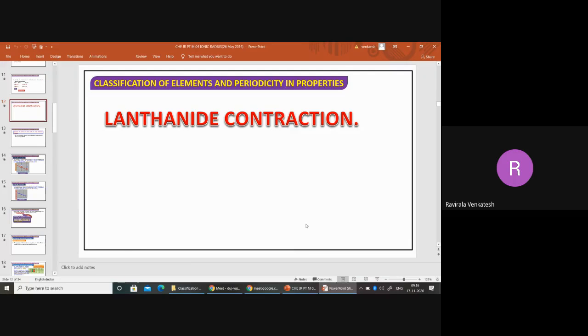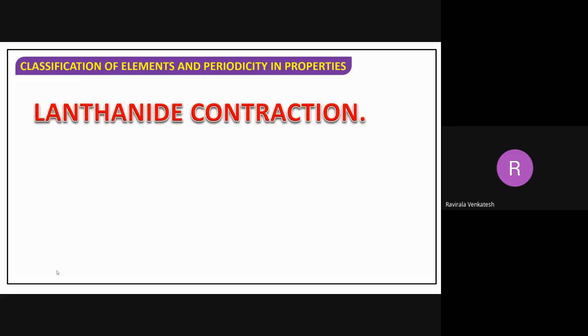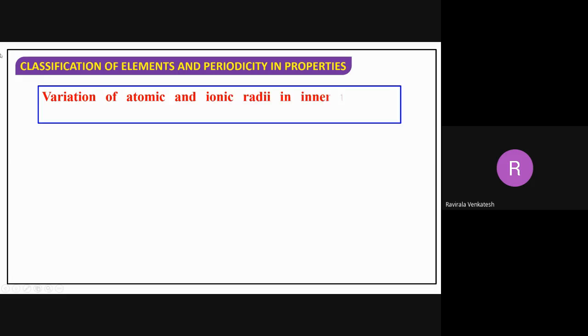Lanthanoid contraction. Start with this one, with definition and everything. This is a very, very important topic. In this, we discuss the difference in atomic and also ionic radii in inner transition elements. Inner transition elements means lanthanides and also actinides.